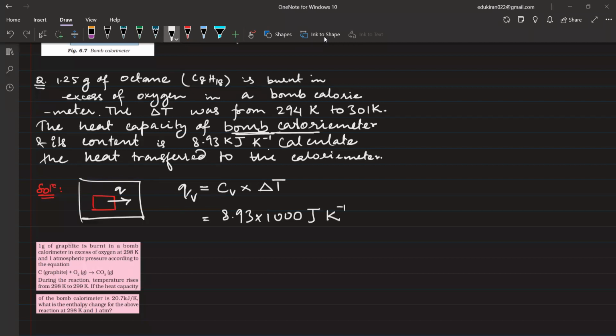Yes or no? Yes, sir. Into what is the delta T? Delta T is 301 minus 294. How much is it? What's the value? 301 minus 294 will be equal to how much?